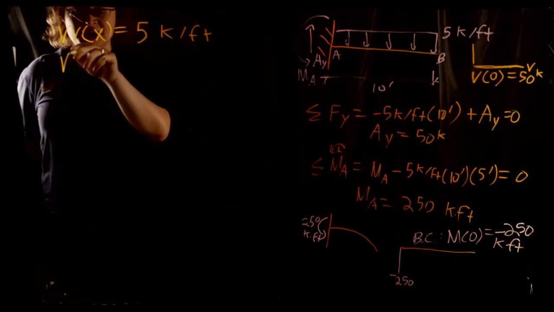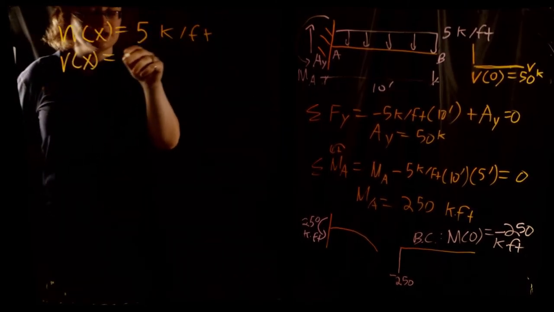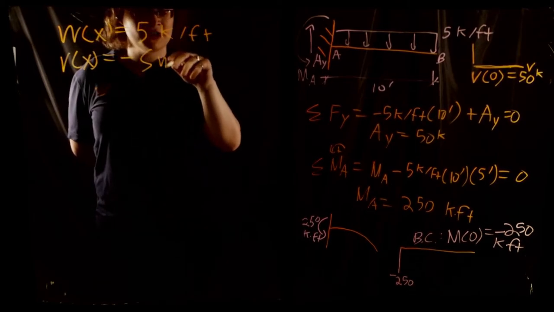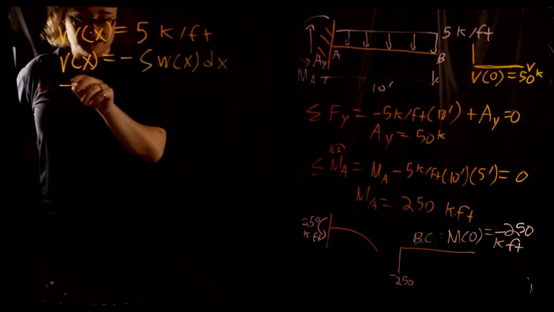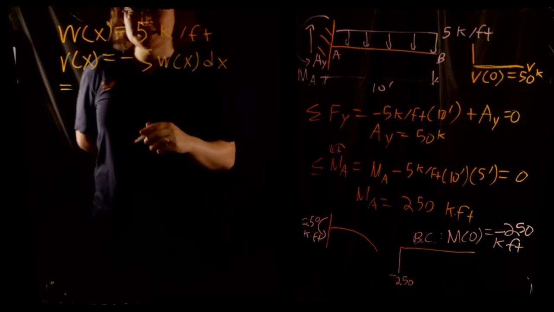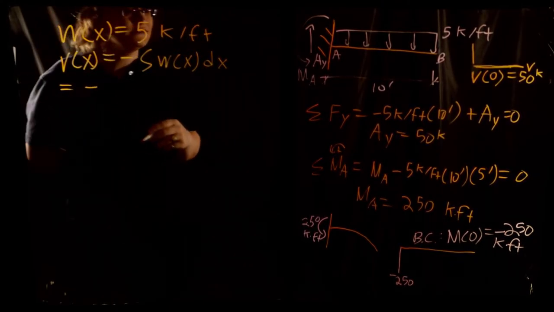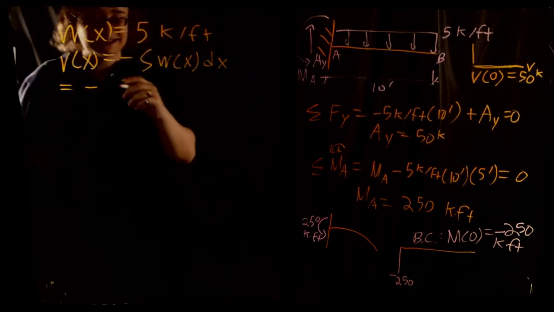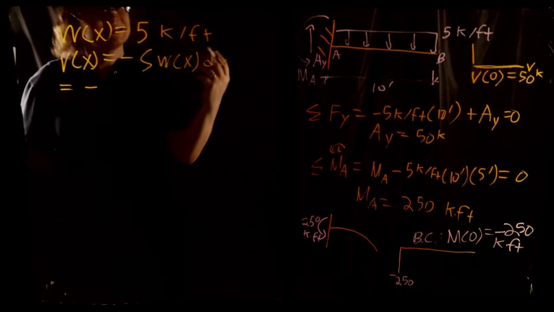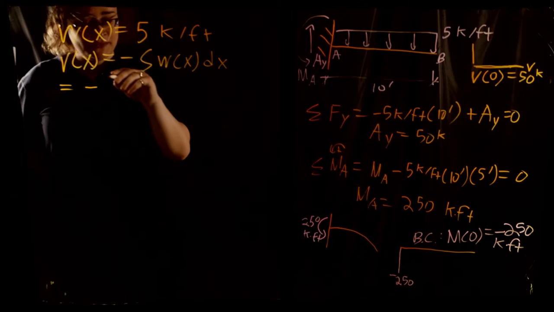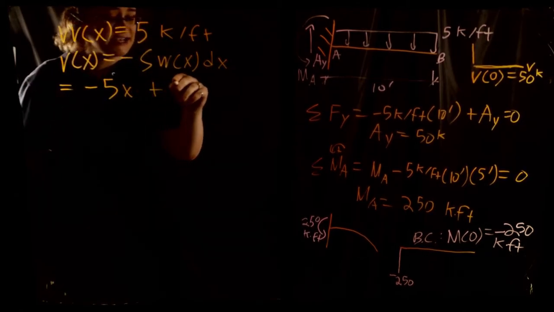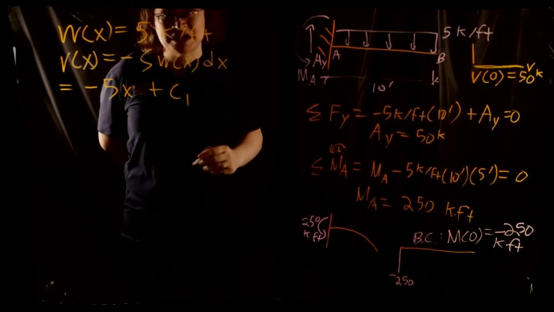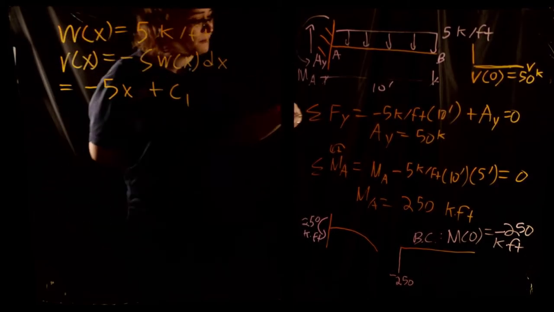So then shear as a function of X is going to be equal to the negative integral of load as a function of X dx. And the integral of a constant is just 5x, or just x times the constant if I'm talking generally. So the integral of that is going to be negative 5x plus a constant of integration, which I will refer to as C1 because it's the first constant of this problem.